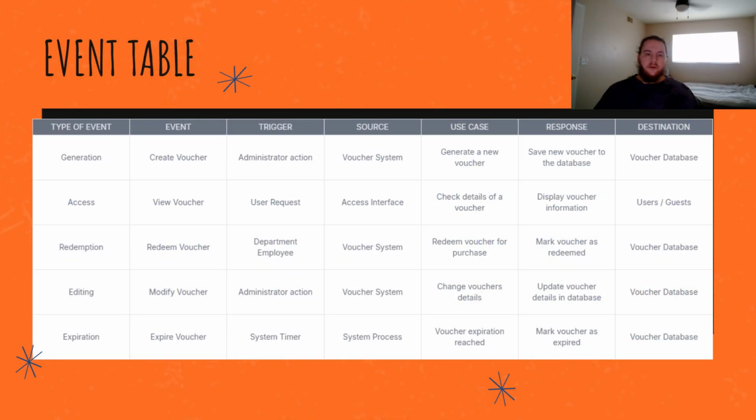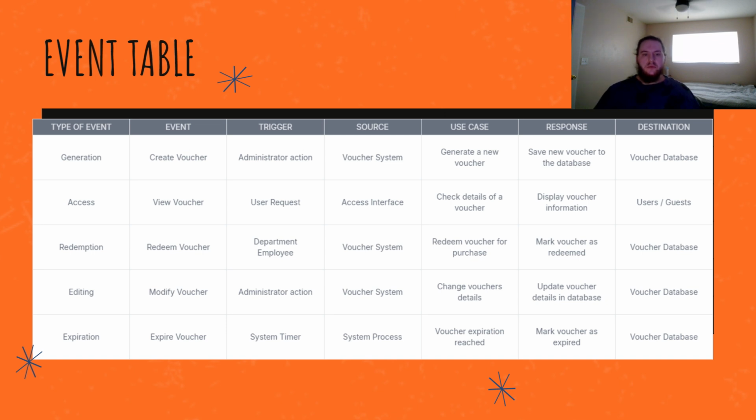In this system, we have 5 major event types that govern the voucher lifecycle. Each event is triggered by specific actions, and these actions prompt the corresponding responses that maintain the integrity and functionality of the voucher system.